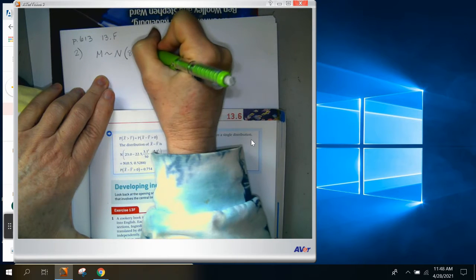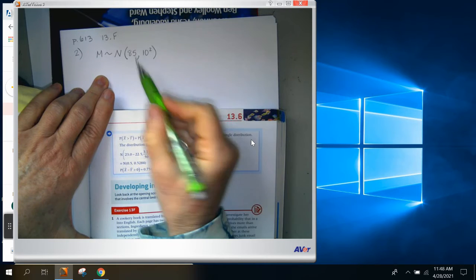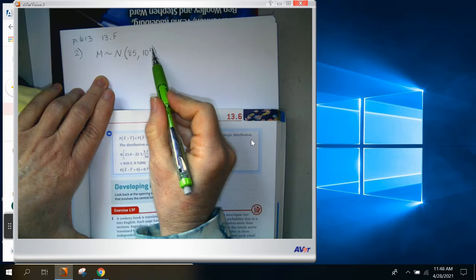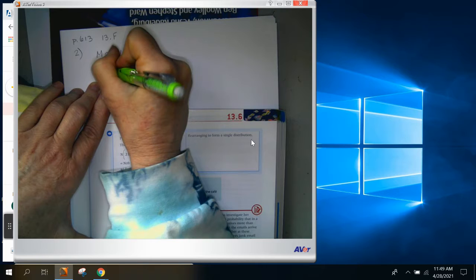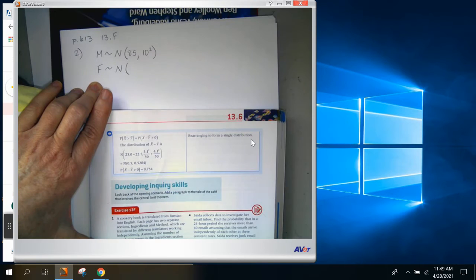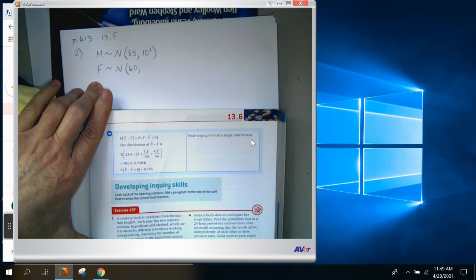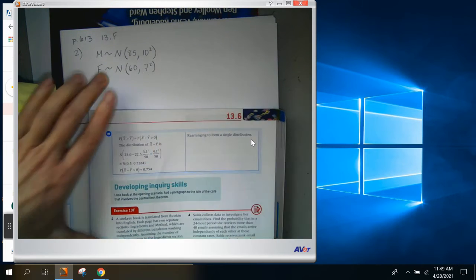of 10. So when we write down the parameters for a normal distribution, it's the mean and the variance. And the variance is standard deviation squared. So that's why I put the 2 on there. And then for females, again, it's normally distributed with a mean of 60 and a standard deviation of 7. So 7 squared. All right.